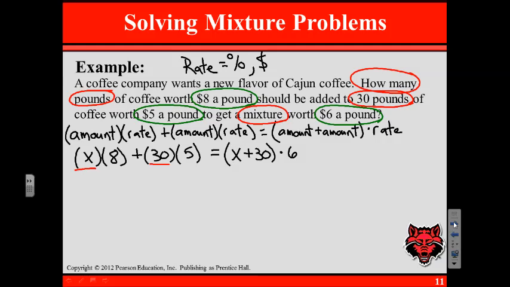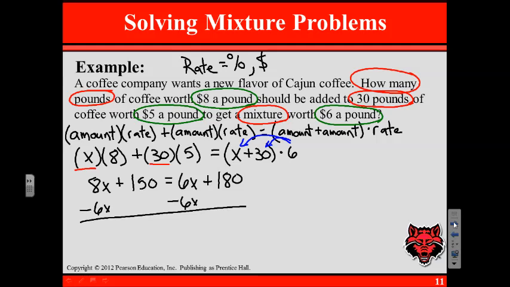So we have X times 8, or 8X, plus 30 times 5, 150, equals, on the right side of the equation, we distribute the 6. 6 times X, 6X, plus 6 times 30 is 180. We continue to solve for X, so we move all of our X's to the left side. We subtract 6X from each side of the equation. On the right side, the opposite 6X's cancel. On the left side, 8X minus 6X is 2X. Everything else remains the same.